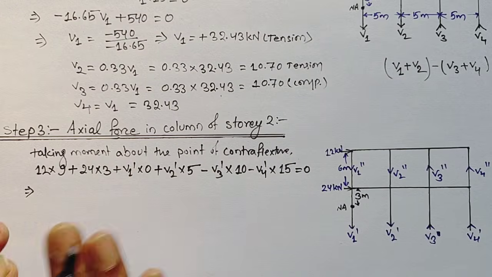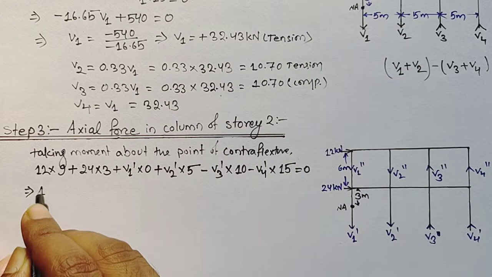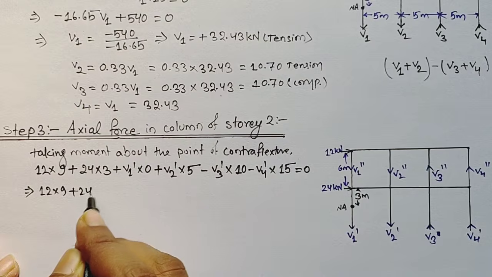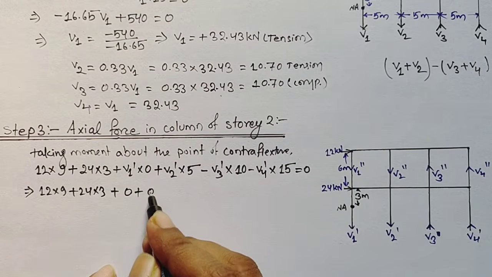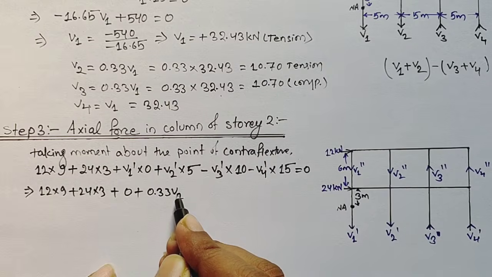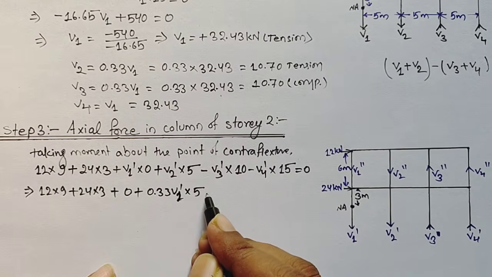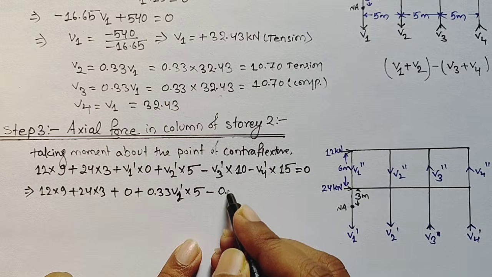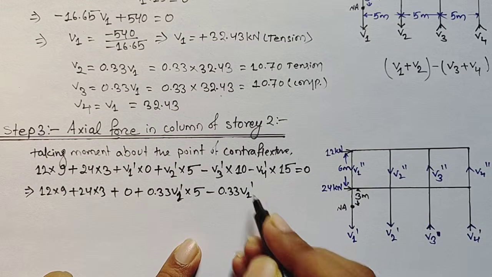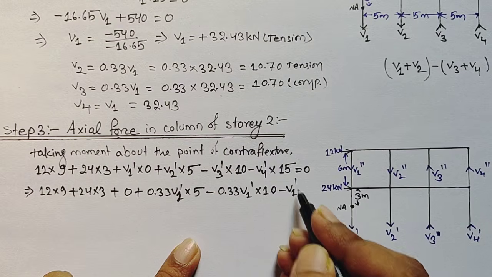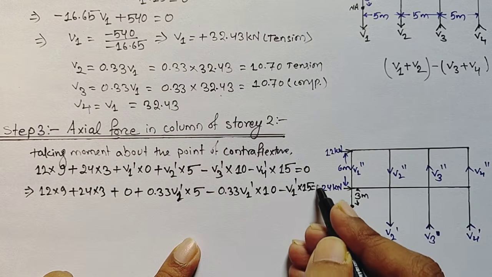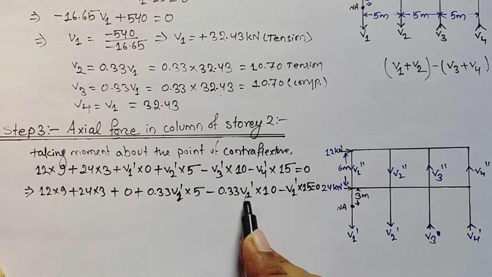And again the step is same here. I'm going to rewrite this: 12 multiplied by 9 plus 24 multiplied by 3 plus 0 plus V2 in terms of V1 is again 0.33 V1 dash multiplied by 5 minus V3 is again 0.33 V1 dash multiplied by 10 minus V4 is equal to V1 dash multiplied by 15 equals to 0. And these are from step 1.